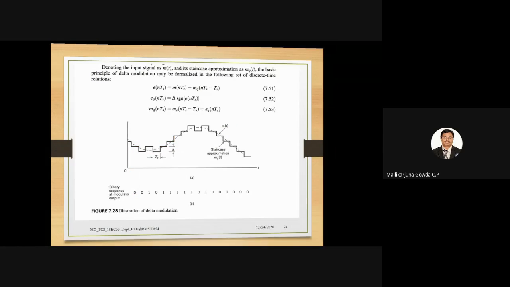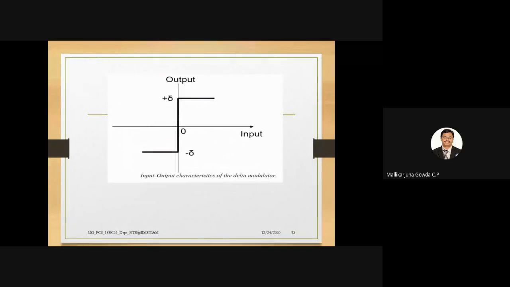Whenever we increment by delta, we represent it by 1. So basically, this is just the input-output characteristics of the delta modulator. This is my input and this is the output. The symbol is different, you can take it as this delta only, plus delta and minus delta. So this is the input-output characteristics of the delta modulator.